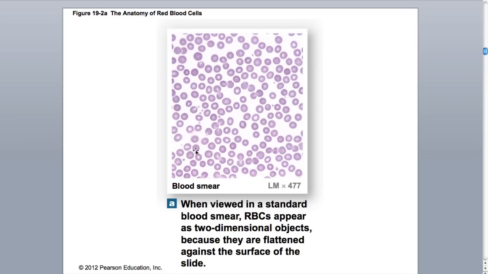Here's what a red blood cell smear would look like. So that's a red blood cell smear. Remember, red blood cells are reddish in color. They are biconcave. They are anucleated typically. So the mature ones are anucleated. They're biconcave and the diameter is 8 microns. Now, when you have anucleated, that means that they've lost their nucleus.